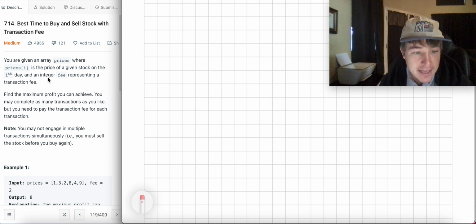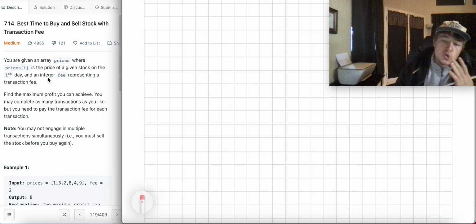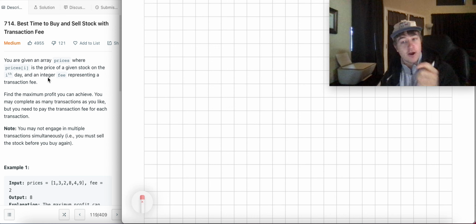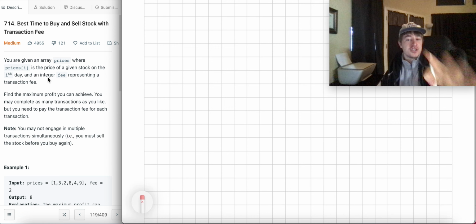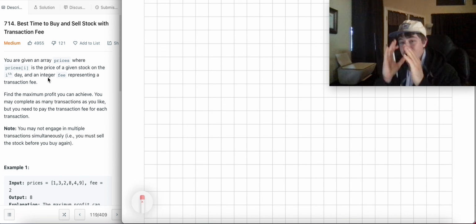Note, you may not engage in multiple transactions simultaneously. You must sell the stock before you buy again. That basically means you can only hold on to one share, right? You can only have one share of the stock at a time, because when you buy the stock, you have the stock. You can't buy it again. You can't buy multiple shares. You're either holding the stock or you're not holding the stock. So you buy the stock and then you can sell it. You can't buy the stock and then buy another one. And likewise, the other side of that coin is you can't sell the stock if you don't own it, right?